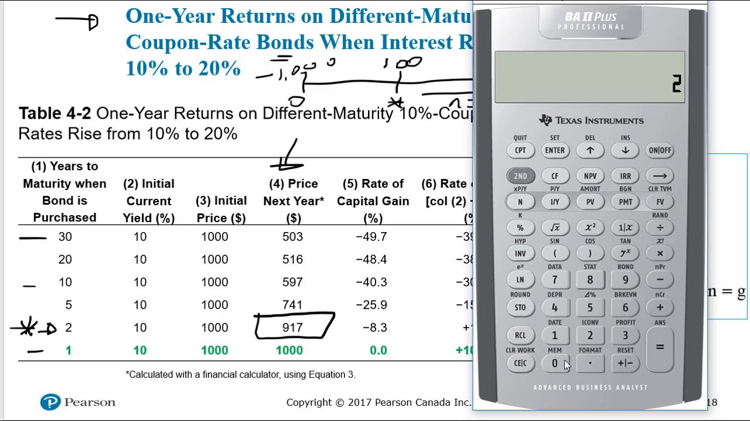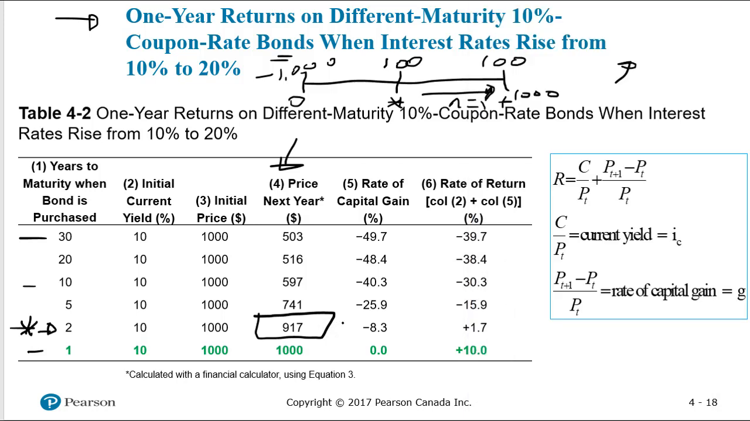Now the interest rate has gone up to 20%. And the payment is $100. That's the coupon. And the future value is going to be 1,000. That's the face value. And so we're going to compute the price, compute the present value. We've got negative 916.666. So they've rounded it to 917.